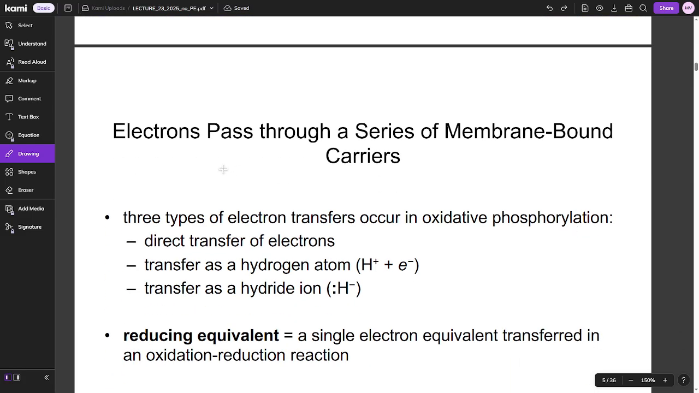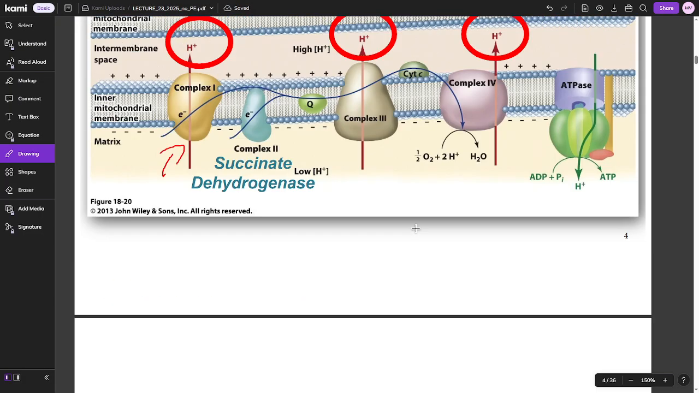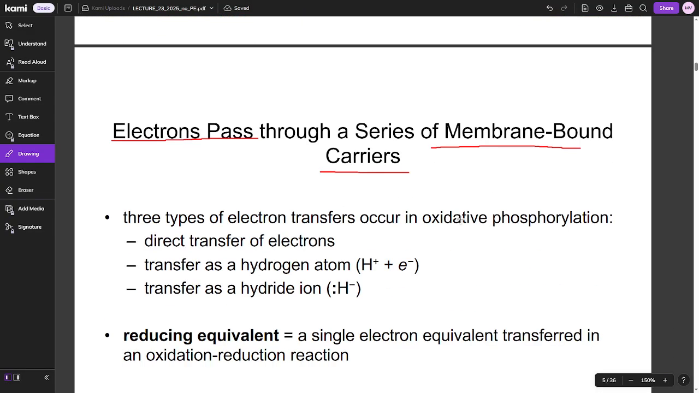So this idea that electrons pass through a series of membrane-bound carriers. Membrane-bound just means that they're bound to the membrane, right? And they're basically attached to these complexes, like complex 3 and complex 1.